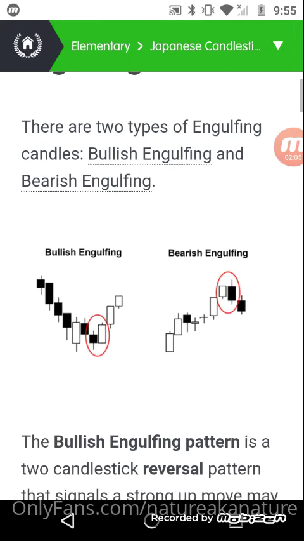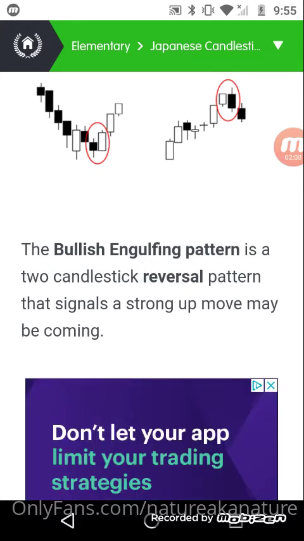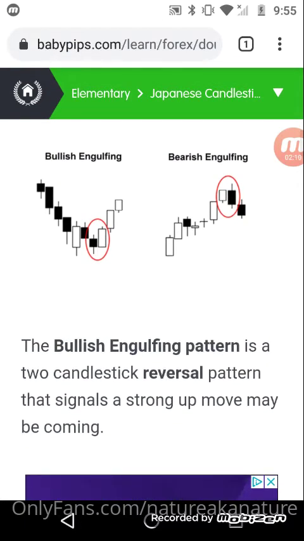Alright, so let's read the definition. The bullish engulfing pattern is a two-candlestick reversal pattern. An up move may be coming. You usually see this on a downtrend, a reversal pattern that signals a strong up move may be coming.